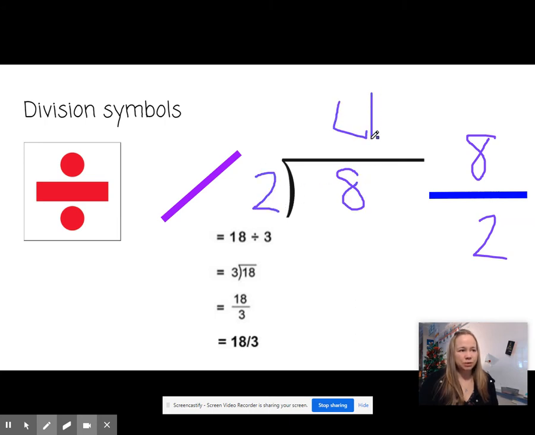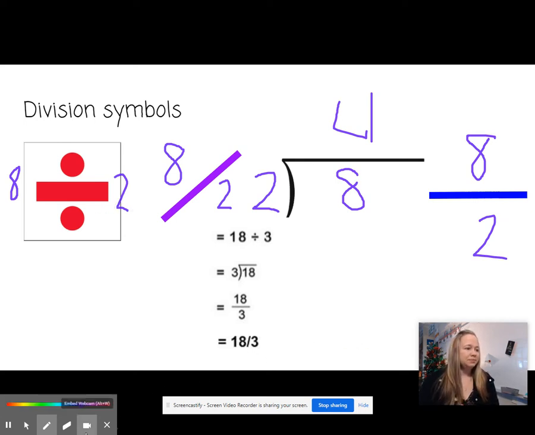8 divided by 2 we know is 4. You could also do 8 divided by 2 or 8 divided by 2. Remember that when we're working with division, the larger number comes first. All right.